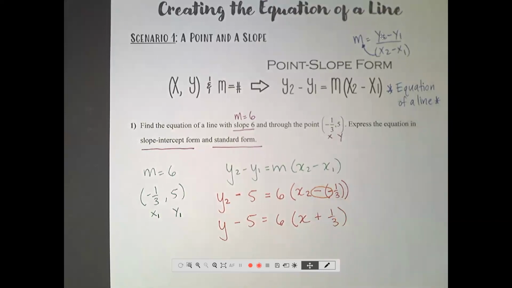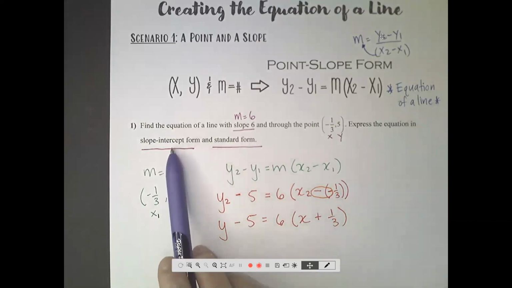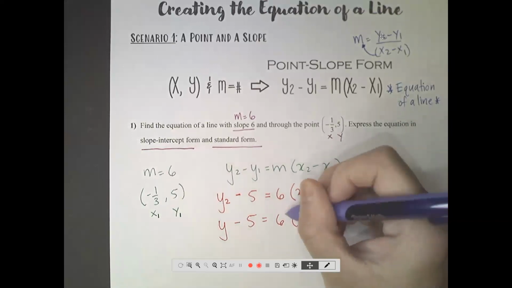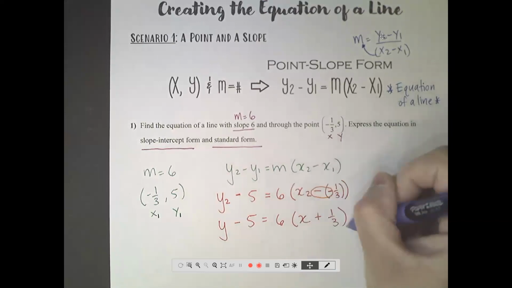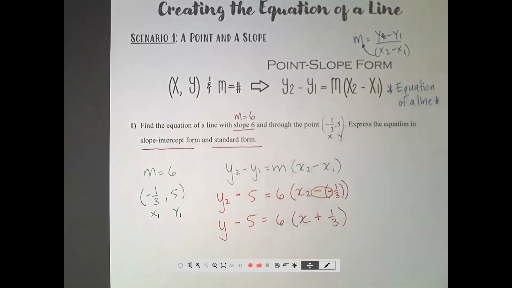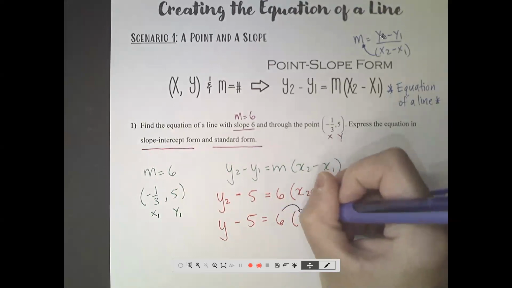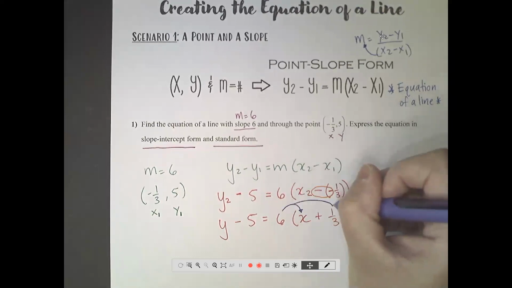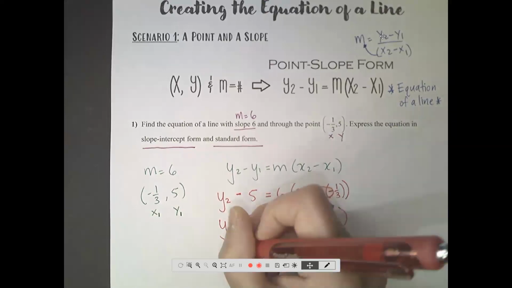Okay, the hardest part is actually done. We have substituted everything in. Now we just need to rearrange our equation into the two different forms. So let's start by trying to put it into slope-intercept form. The first thing I need to do is I see brackets and I see a number in front of the bracket. So automatically I'm thinking distributive property. I'm going to take that 6 and I'm going to distribute it inside of the bracket.